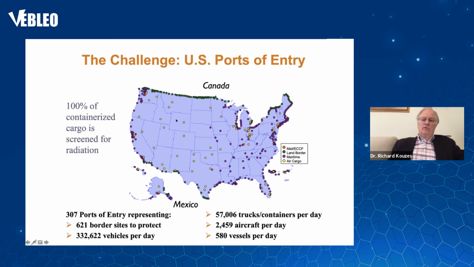And the yellow dots represent airports where air cargo can come and go. So all of these require detection. And one of the programs that I've been involved with is in fact doing that. Every one of these locations does have radiation detection equipment at it for the possible interdiction of radioactive materials, whether it be by accident or by intent.